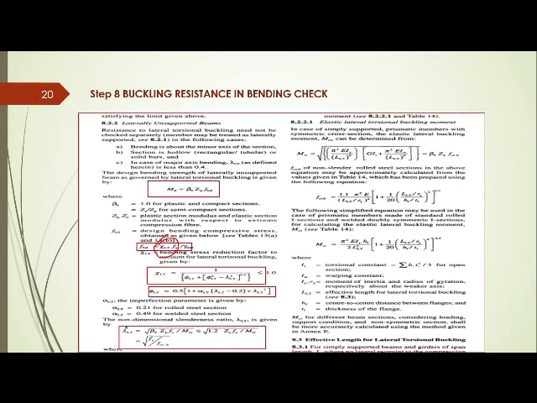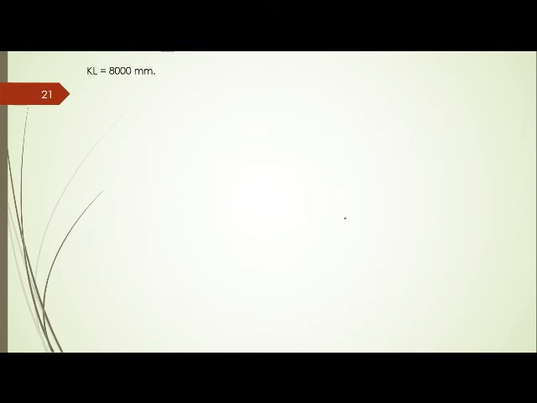We can calculate these things by MCR or by this formula. It can be calculated by this formula also, but it may cause a huge calculation, and to avoid that we have taken the help of a table, and something is required for the table. First of all, KL, the effective span of the gantry girder, is 8 meter or 8,000 millimeter.